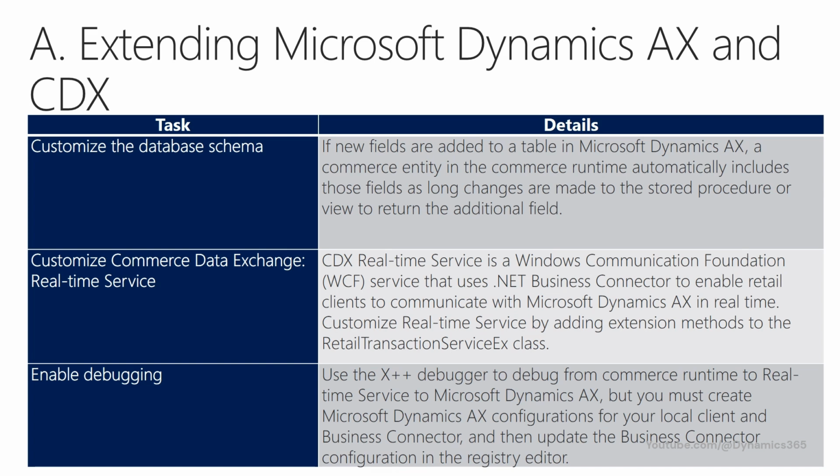The CDX Real-Time Service is a Windows Communication Foundation service that uses the .NET Business Connector to enable retail clients to communicate with Microsoft Dynamics AX in real time. Customizing the real-time service involves adding extension methods to the retail transaction service X class. Enable debugging. You can use the X++ debugger to debug from Commerce Runtime to real-time service to Microsoft Dynamics AX, but you must create Microsoft Dynamics AX configurations for your local client and business connector, and then update the business connector configuration in the registry editor.